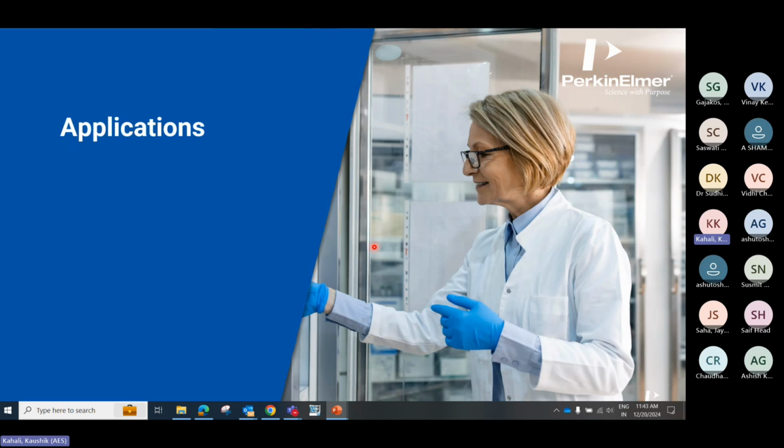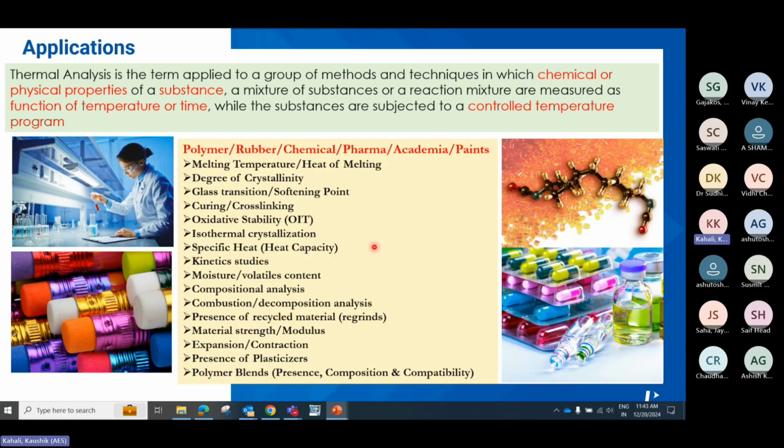So now I welcome my colleague, Mr. Sachin Gajakosh. He is our senior application specialist stationed in Thane, and he is working in our Center of Excellence lab in Mumbai. So he will go through the different applications of thermogravimetric analysis. Sachin, over to you. So, first of all, thank you, Kaushik.